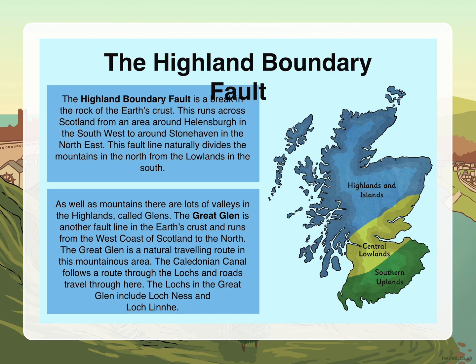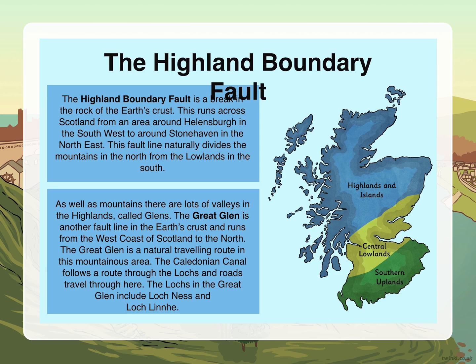The Highland Boundary Fault is a break in the rock of the Earth's crust. Okay? This runs across Scotland from an area around Helensburgh in the southwest to around Stonehaven in the northeast. This fault line naturally divides the mountains in the north from the lowlands in the south.